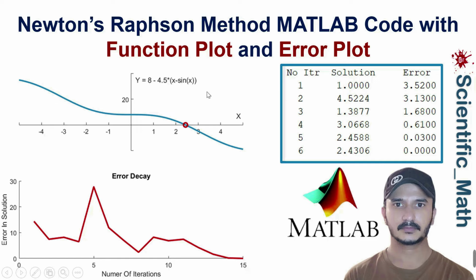So in this lecture, we will write a MATLAB code for Newton's method. In previous lectures, we have already discussed the Newton's method derivation, an example, and when Newton's method converges and diverges. I will provide the link in the video description. You can watch all those lectures. So let's start to write the MATLAB code.